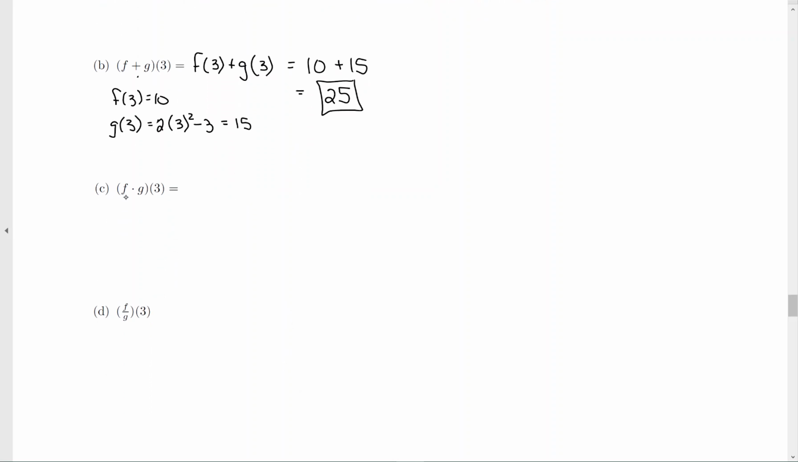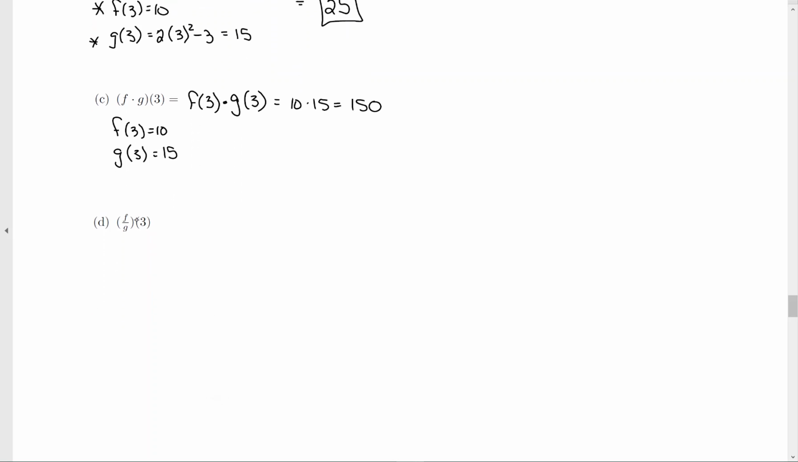For part C, f times g of 3 is the same as f of 3 times g of 3. So our input number is 3, and we're going to see what we come out with when we multiply those two values together. We already know what f of 3 is from letter B and letter A. F of 3 was 10. G of 3, again we found from up here, was 15. The operation that we're doing is multiplication, so it's 10 times 15, or 150.